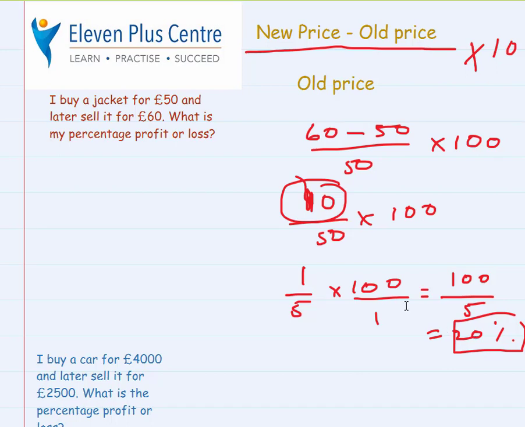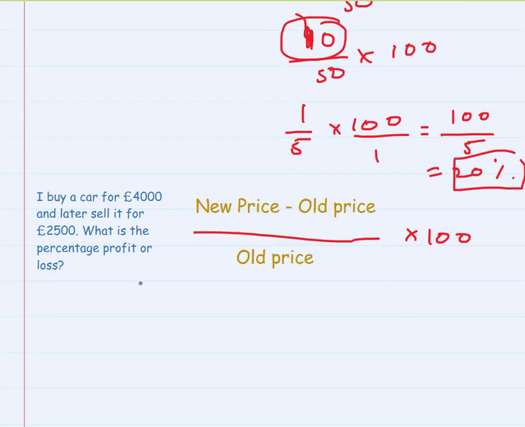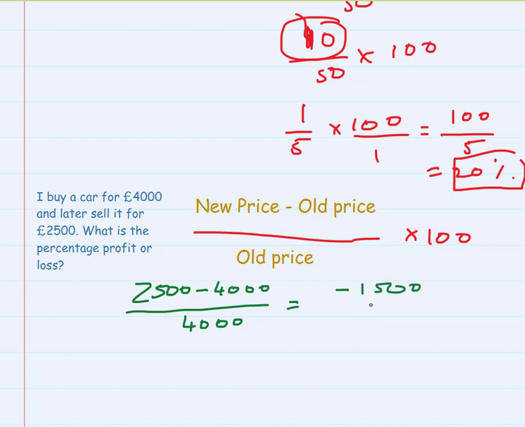Okay, let's have a look at another example now. So my new price is 2,500. Old price is 4,000. Divided by the old price, 4,000. So 2,500 take away 4,000. I know some people think we can't do that, but we can. It's actually a negative number. So that's minus 1,500. Now don't worry too much about the negative number for the time being. We know it's a loss. Okay, so we're going to ignore the minus sign and just carry on.